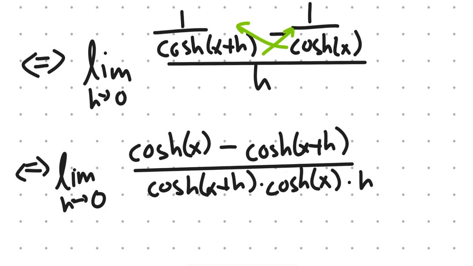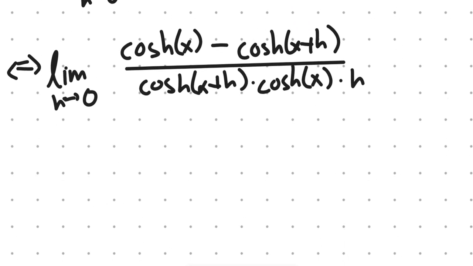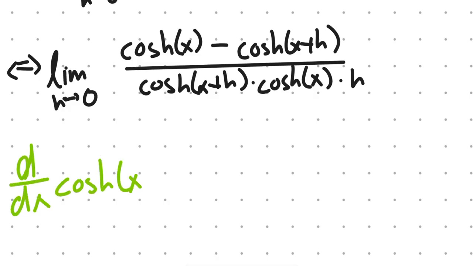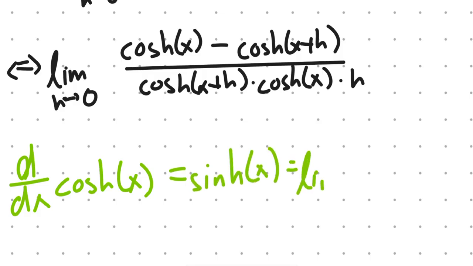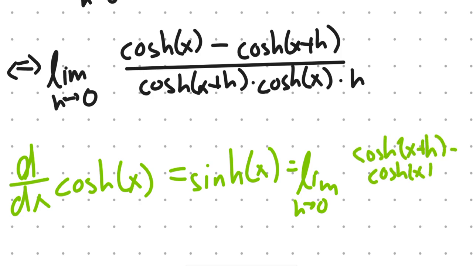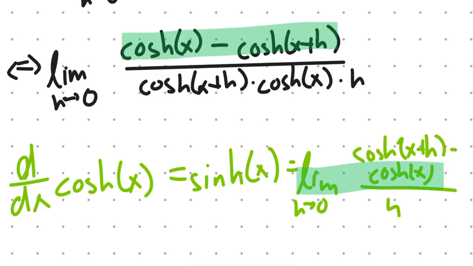Now what we can do is use the definition of the derivative for cosh, which we already know. The derivative of cosh is sinh, whereby it is also the limit as h approaches 0 of cosh of x plus h minus cosh of x, all over h. Now this part is seen over here.